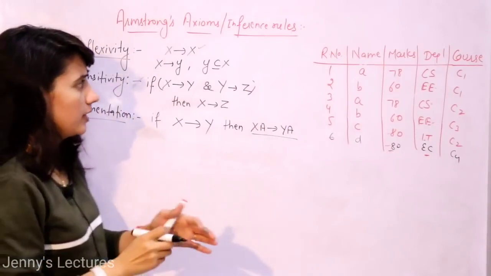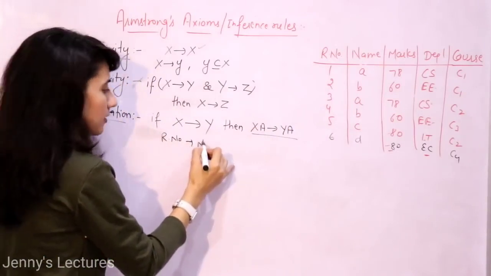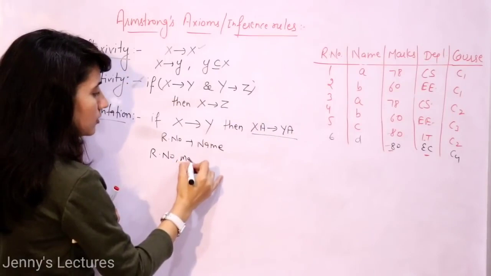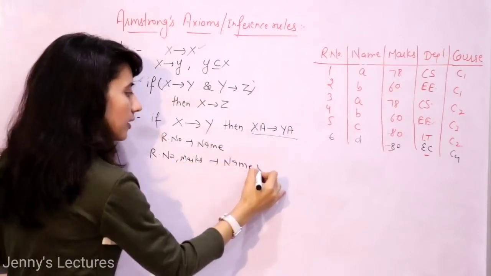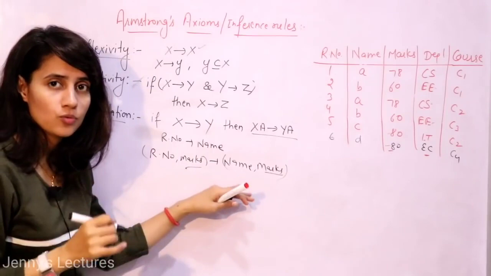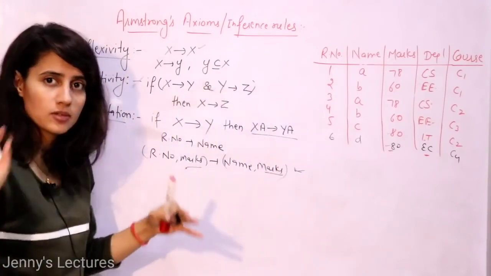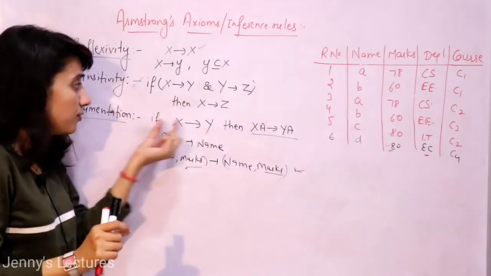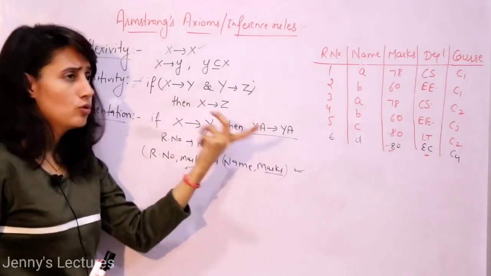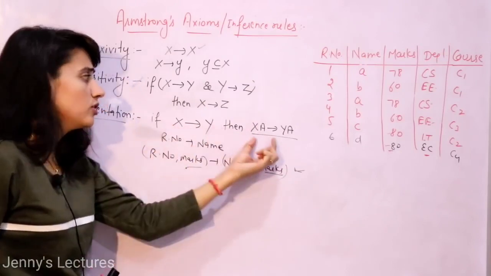Like in this case, suppose I am saying roll number determines marks, right? This functional dependency exists here. Fine. Now you can add marks: roll number, marks determines name, marks, with the same attribute, marks, on both sides. So this would definitely be a functional dependency on the table. Without checking the table, you can say this functional dependency will exist, according to the augmentation rule. If this is true, then this is true, right? But I cannot say that if this is false, then this is also false. It may or may not be true, right? We are concerned that if this is true, then this must hold.